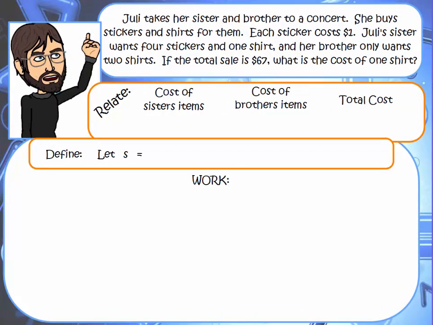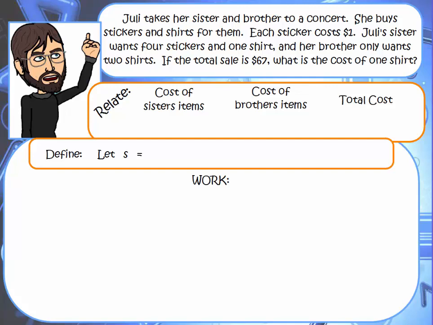Let's put all of this into practice now with this word problem. Julie takes her sister and brother to a concert. She buys stickers and shirts for them. Each sticker costs $1. Julie's sister wants 4 of those stickers and 1 shirt, and her brother only wants 2 shirts. So if the total sale is $67, what is the cost of 1 shirt?